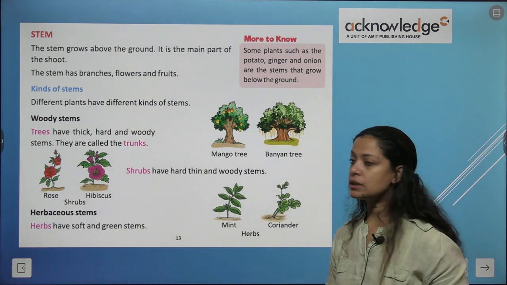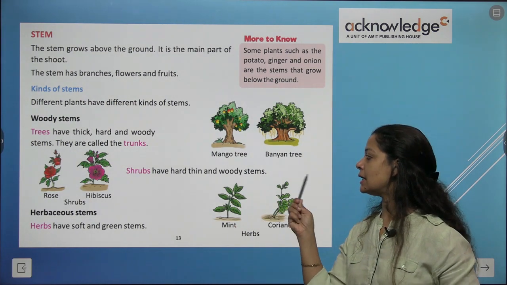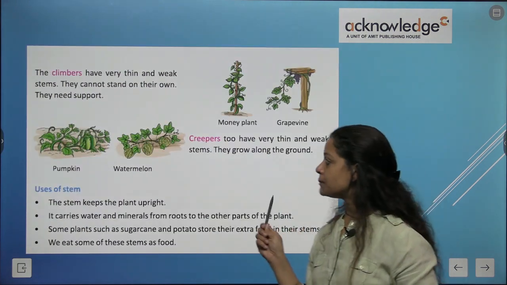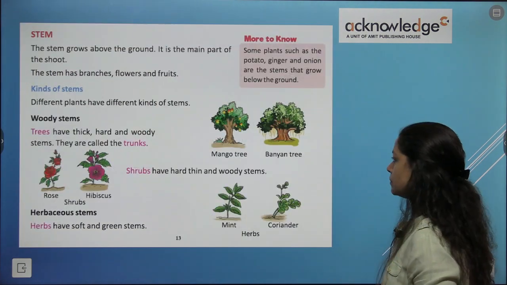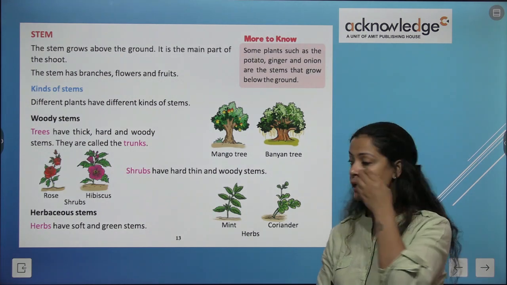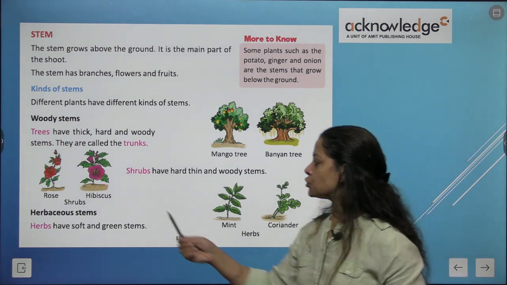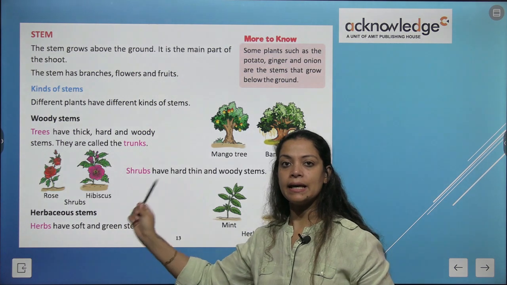Now shrubs क्या होते हैं? They have hard, thin and woody stem. Shrubs में क्या आ जाता है? They have hard होते हैं, woody होते हैं and thin stems होते हैं. तो shrub के एग्जाम्पल हो गए rose and hibiscus.